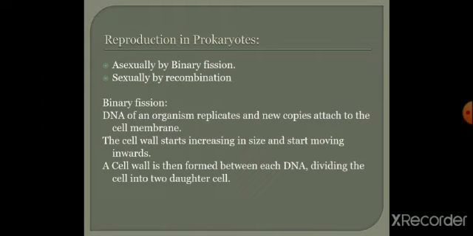Again, those two daughter cells will undergo fission again to form four cells. Likewise, the prokaryotes reproduce asexually by means of binary fission. And sexual reproduction is by recombination. Recombination means the combination of two different things.